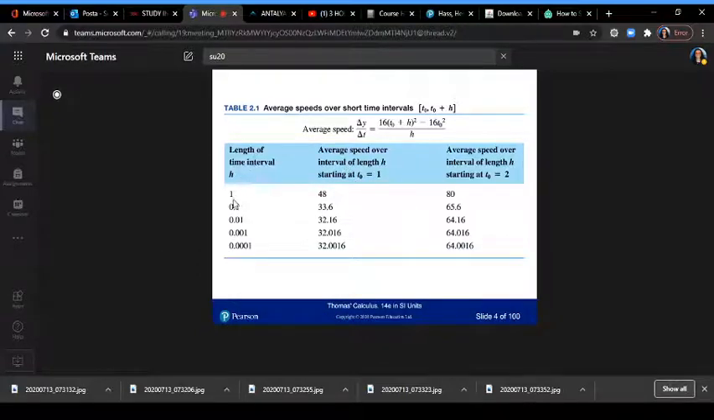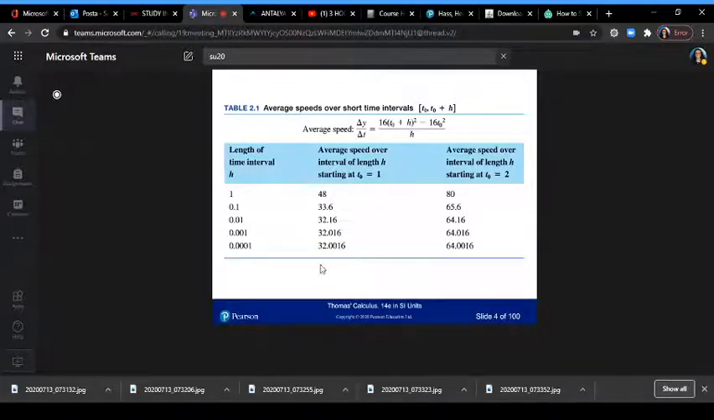So the time interval h could be 1 minute or 1 hour. I think this should be in terms of minutes, since we are talking about short intervals. 0.1 minute. You can have seconds as well. We have to see the question. Let's take it in seconds, okay? 1 second, 0.1 second, 0.01 second. These are the time intervals. And then we just calculate the average speed by using delta y over delta t. This is the average speed.